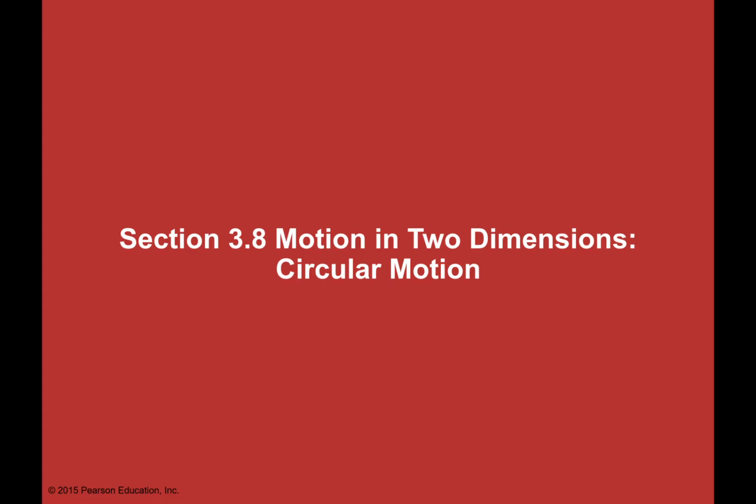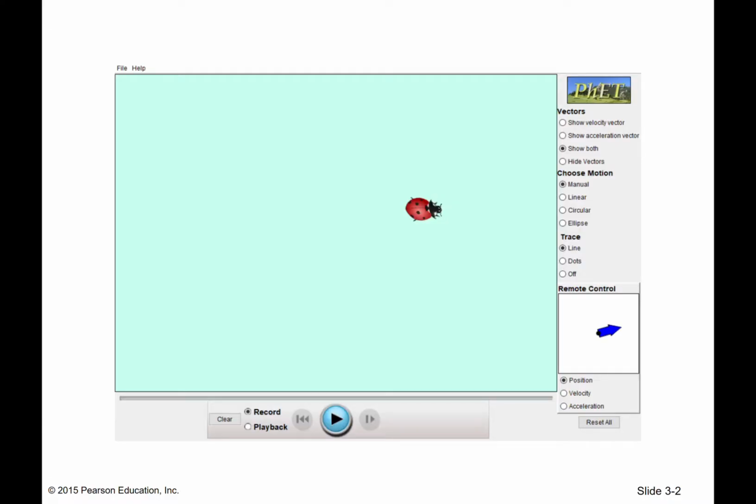Okay, so here we're going to study another type of two-dimensional motion, which is circular motion. In this type of motion, we have an object moving with constant speed on a circle. So let's look at an example of this.